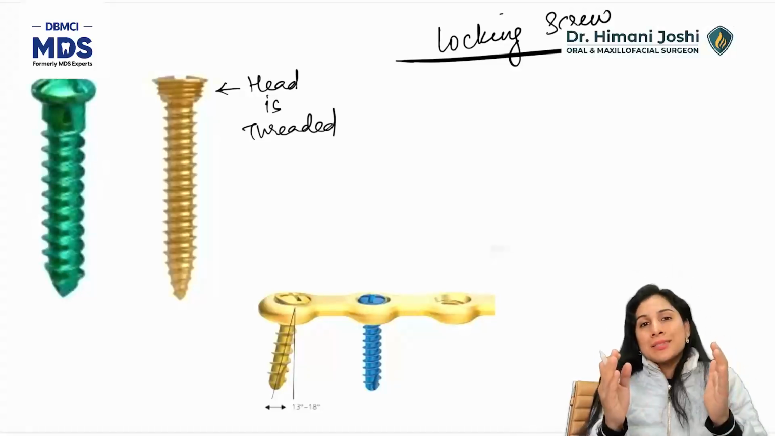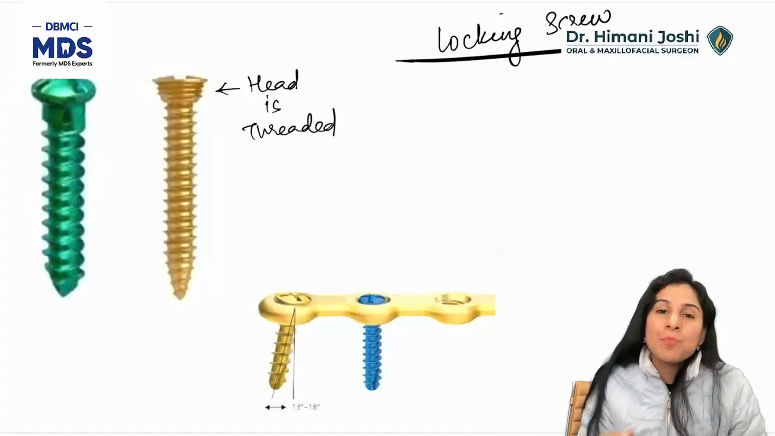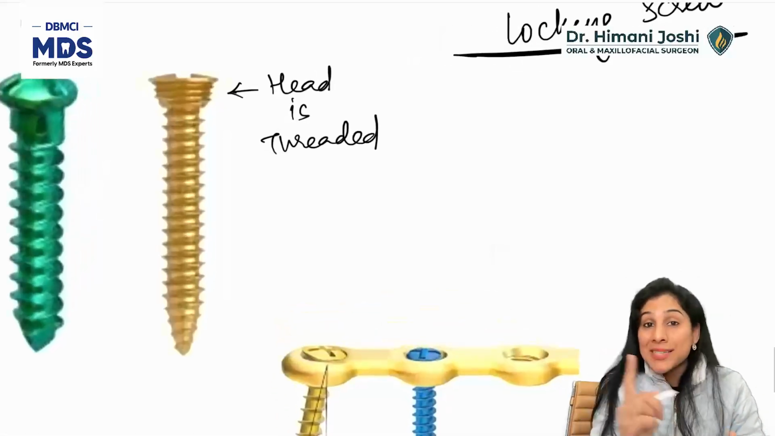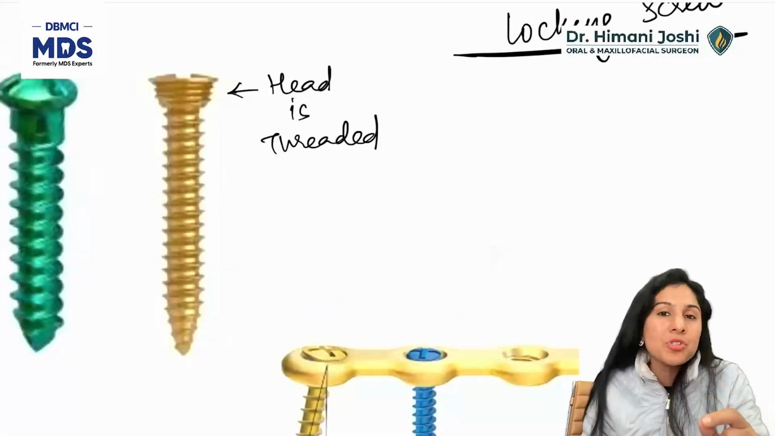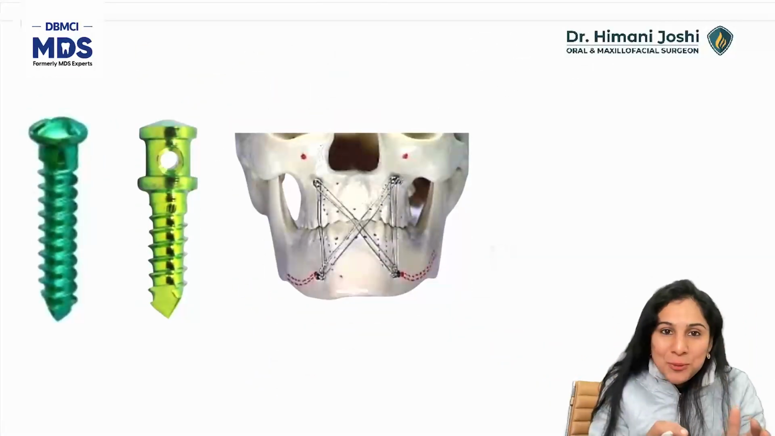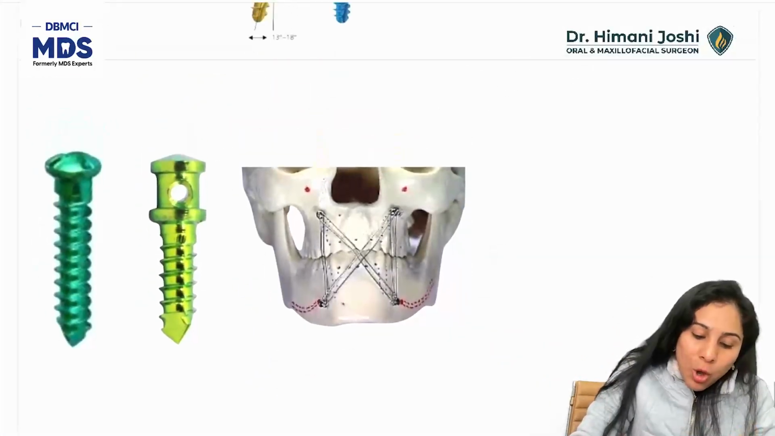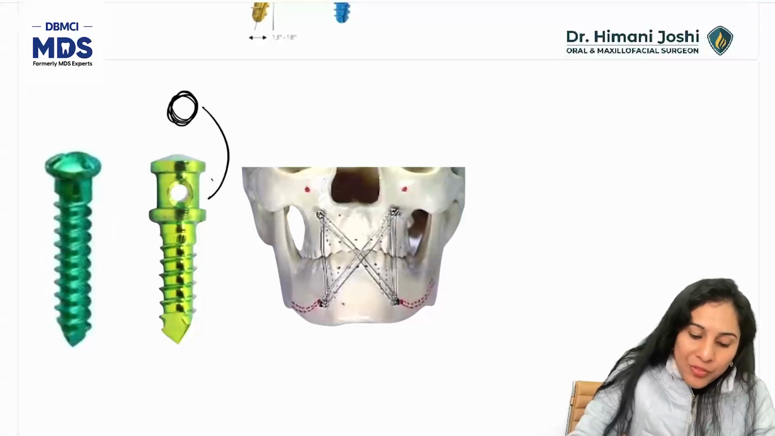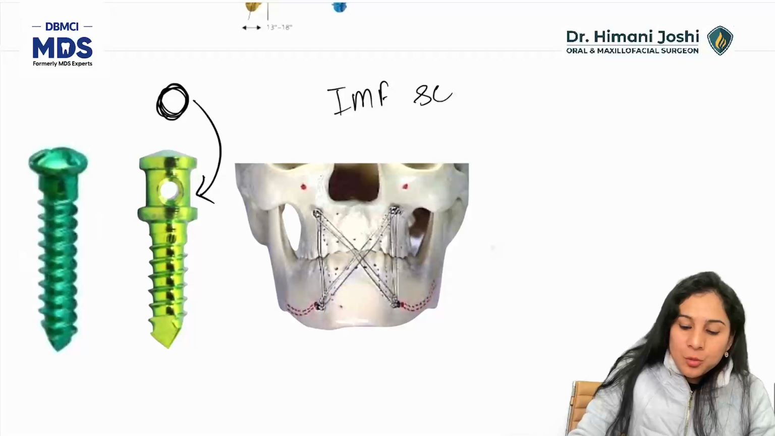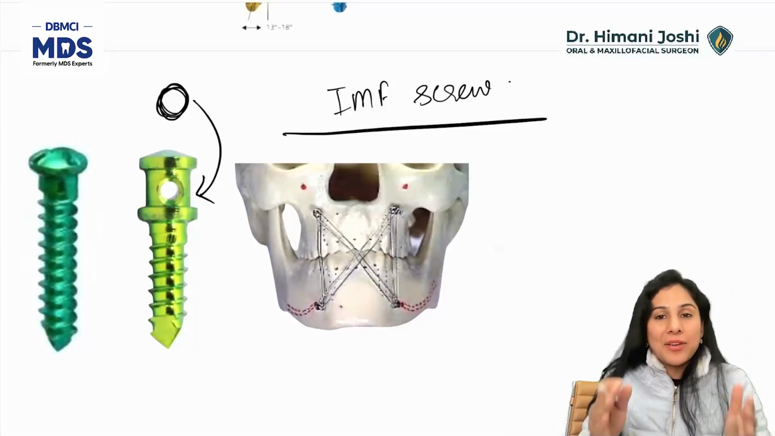Most of the systems that are available nowadays have locking plates and screws. Alright, so this is the locking screw which has additional threads in the head portion of the screw. And if I put a hole on the head of this same screw, then it becomes an IMF screw or an intermaxillary fixation screw.